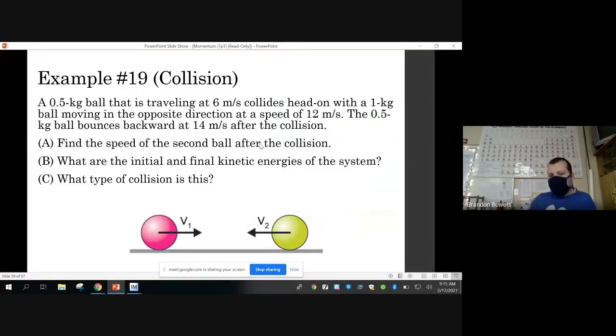A 0.5 kilogram ball was traveling at 6 meters per second. It collides head on with a 1 kilogram ball moving in the opposite direction at 12 meters per second. The 0.5 kilogram ball bounces backward at 14 meters per second. Part A says find the speed of the second ball after the collision.